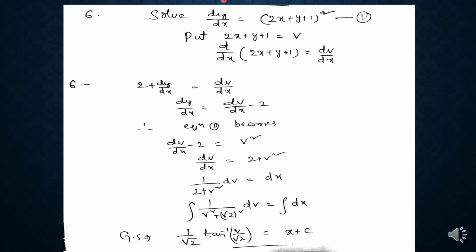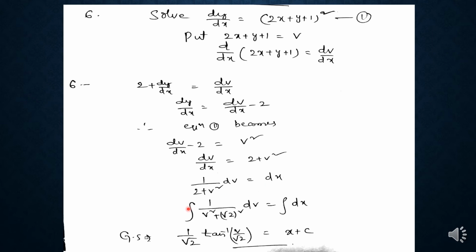So here dy by dx can be written as dv by dx minus 2, and (2x plus y plus 1) whole square can be written as v square. dv by dx is equal to 2 plus v square, that is 1 by (2 plus v square) dv is equal to dx. By separating the variables we can write it as 1 by (2 plus v square) dv is equal to dx.